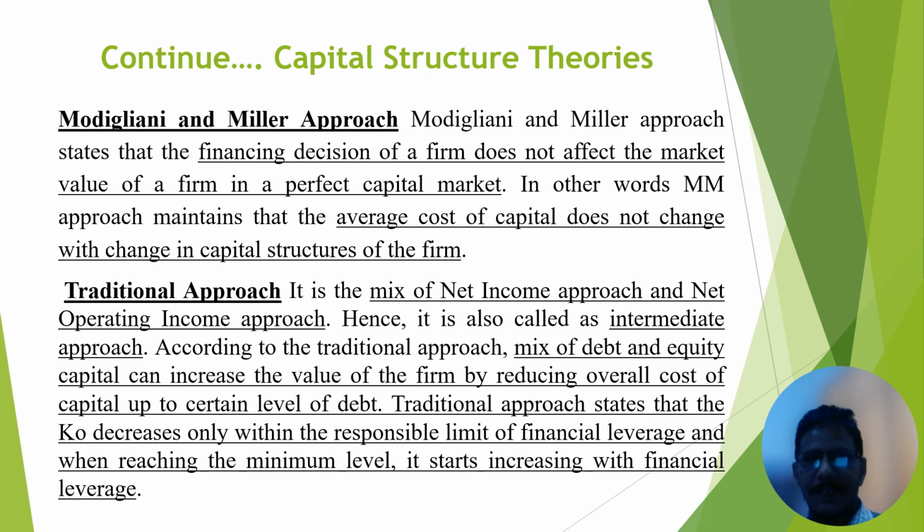Now, after that, the traditional approach. This traditional approach is a mixture of the net income approach and the net operating income approach. We have the first two approaches, the net income approach and the net operating income approach. This is a mixture of both. So it is also called an intermediary approach. According to this approach, a mixture of debt and equity capital can increase the value of the firm by reducing the overall cost of capital up to a certain level of debt.